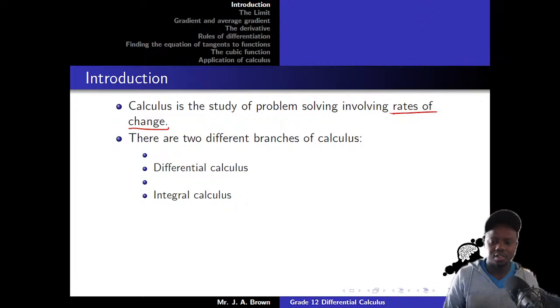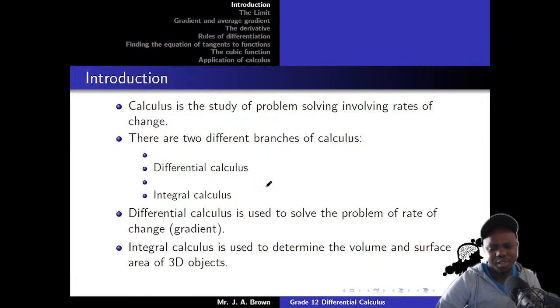He also invented calculus. Must have been a very intelligent guy. Nevertheless, we've got two main branches of calculus. You've got differential calculus, and you also have integral calculus. Now, what is the difference between the two?